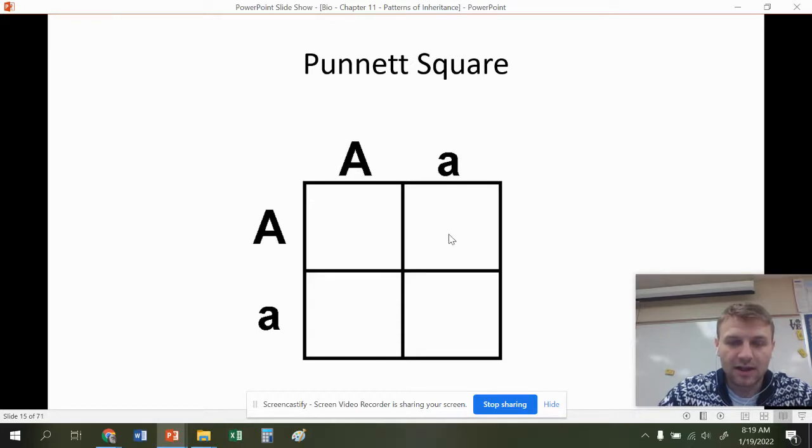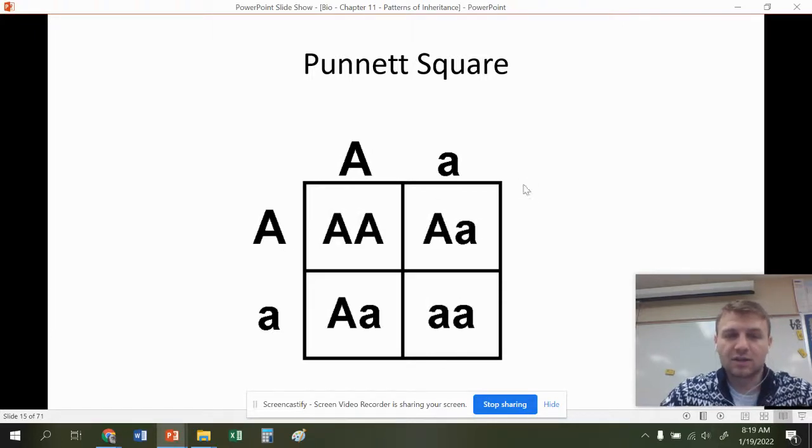So this little a goes here and here. This little a goes here and here. And it looks something like this when you're done. Now, big A goes here, big A goes here. That means this offspring, or this potential offspring, is homozygous dominant.